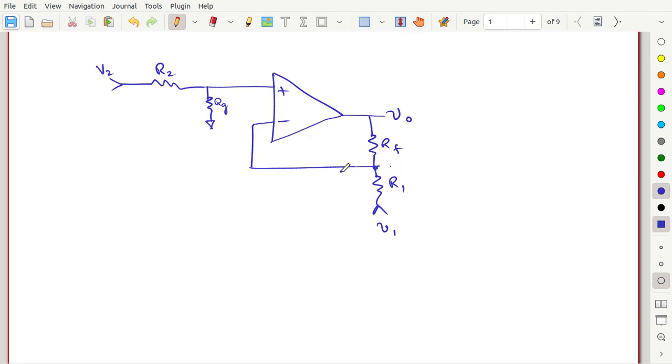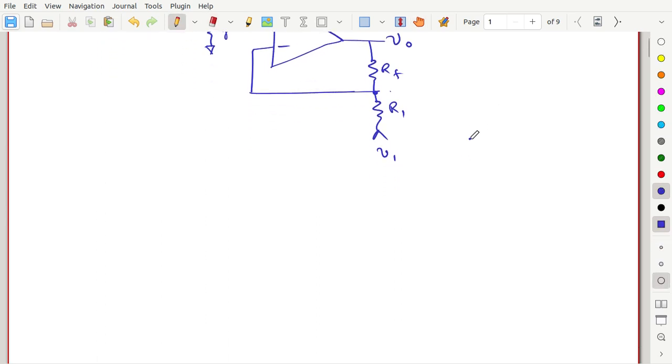So if you look closely, if we have ground here, then it's a non-inverting case. And if we ground this part and give input here, then it's an inverting amplifier. So the difference amplifier is both an inverting and non-inverting amplifier. It has both the inverting and non-inverting part.